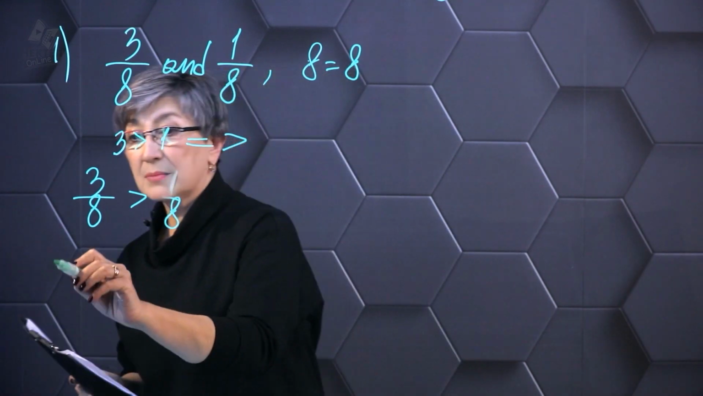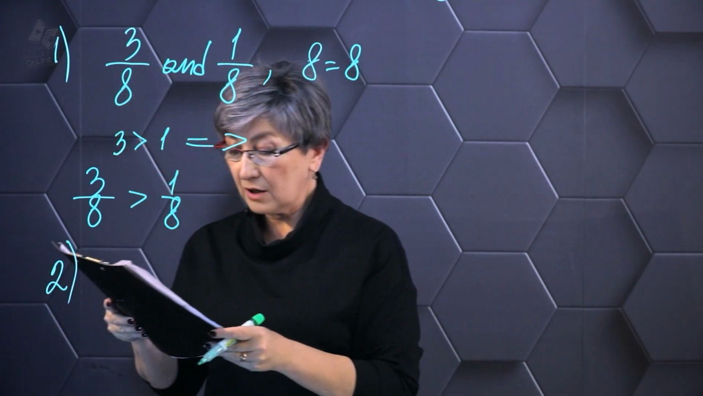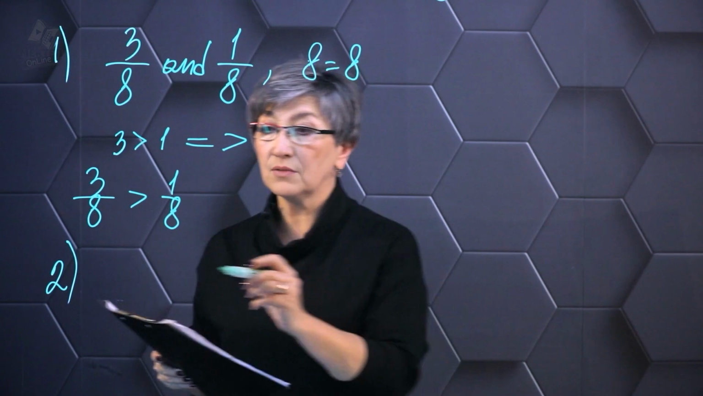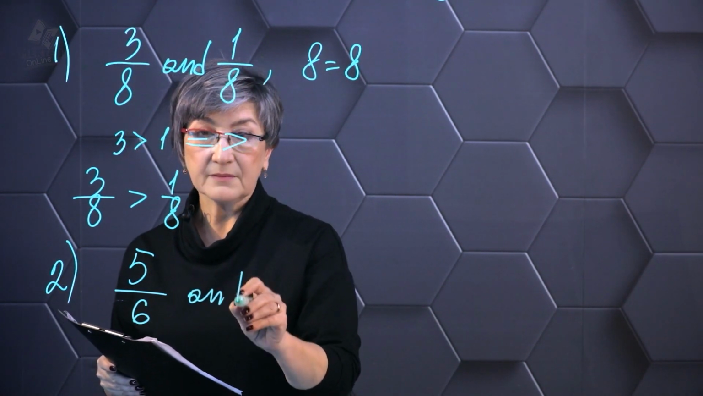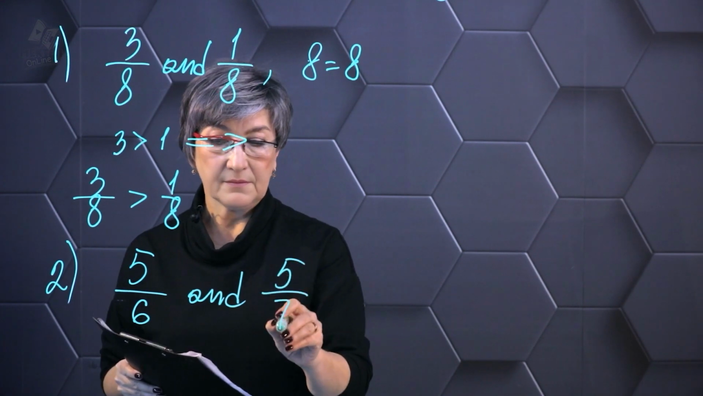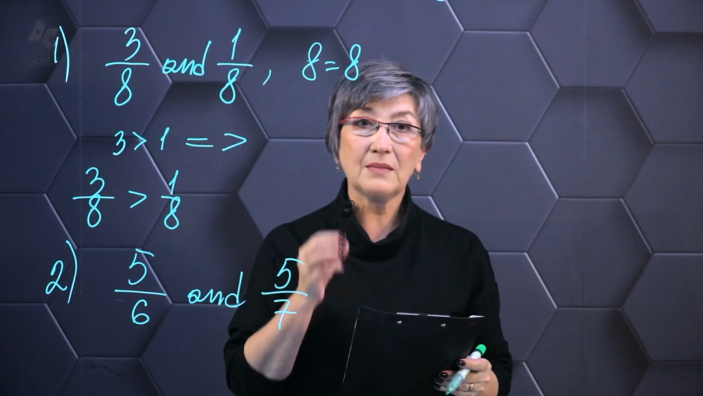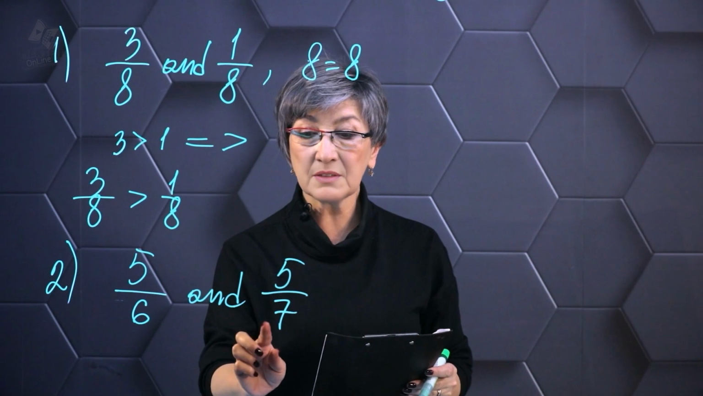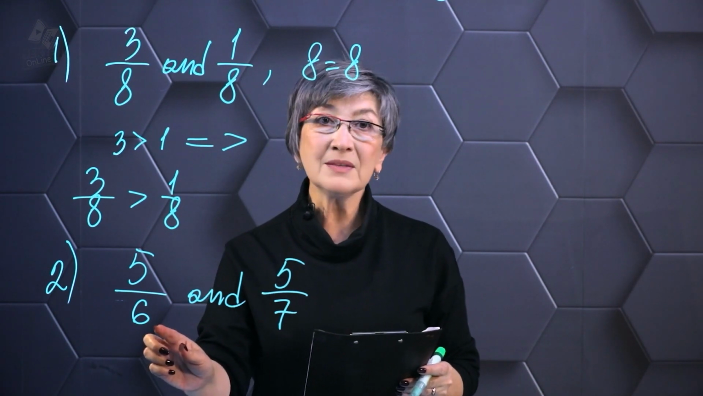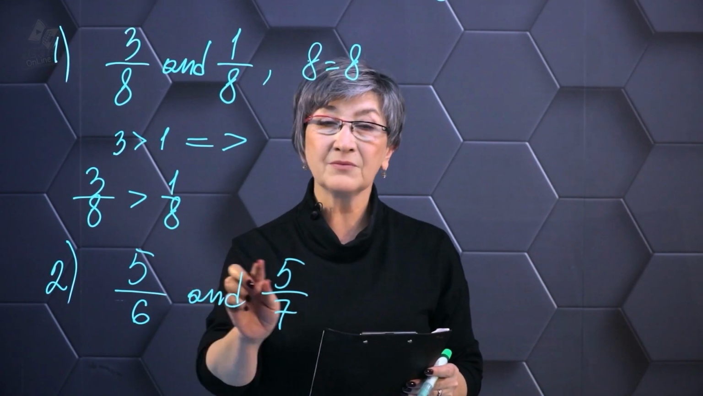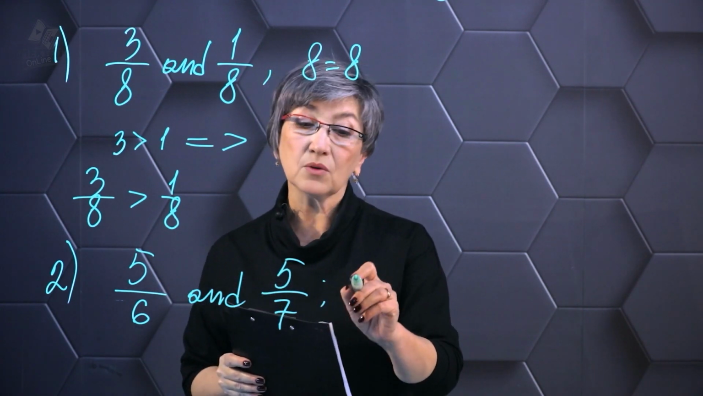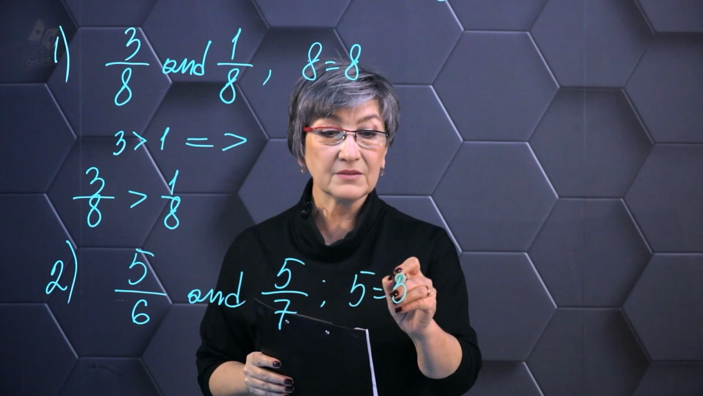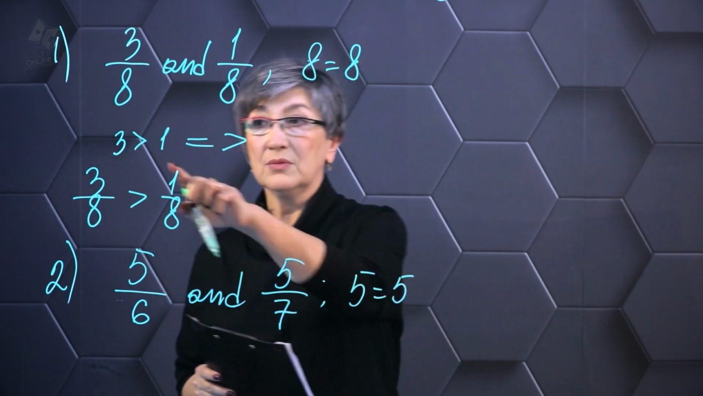The next example in which you and I will compare the following fractions, 5/6 and 5/7. In this case, again, I pay attention to the denominators. I don't have equal denominators. I have equal numerators. I note to myself that my numerators are equal. Then I'll compare the denominators. And this is where the reverse rule works.